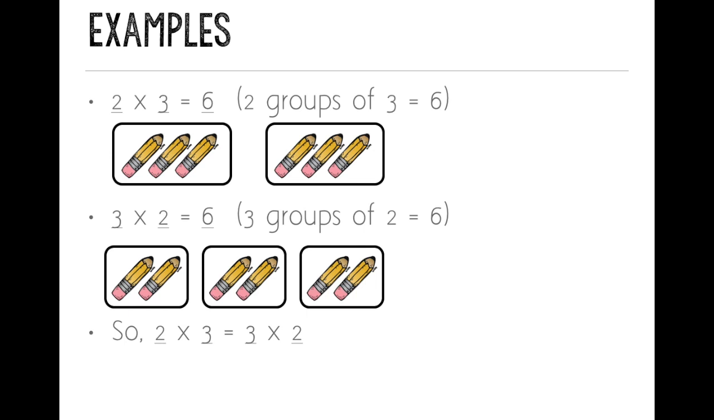If I have six pencils, I could put them into two groups of three, which would be 2 times 3 equals 6, or I could take my 6 pencils and I could have them in 3 groups of 2. 3 times 2 equals 6. So 2 times 3 is equal to 3 times 2. Both of those multiplication sentences still give me a total of 6 pencils. That's our commutative property. As long as the factors are the same, our product should be the same. So 2 and 3, or 3 and 2, we're using the same factors.